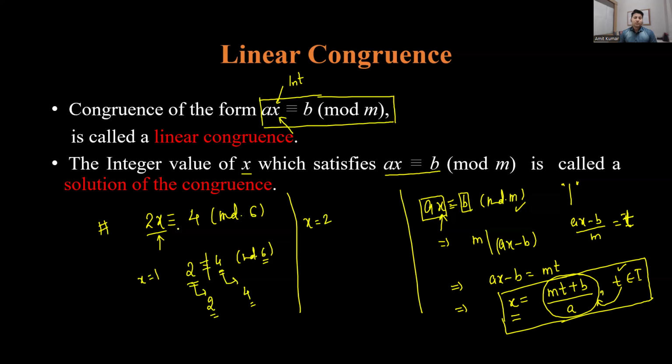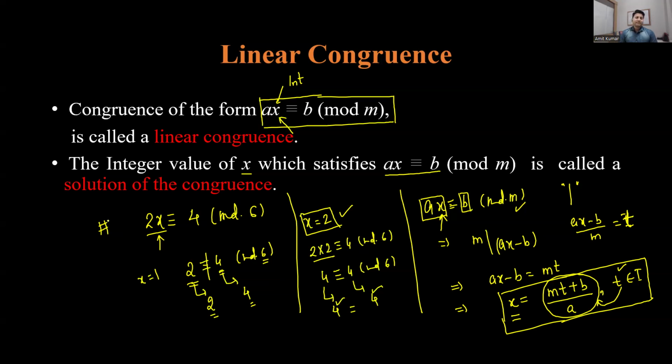If I put x equal to 2 in this equation, then how does it look? 2 cross 2 is congruent to 4 mod 6. 4 is congruent to 4 mod 6. Is it correct? Yes. The remainder when 4 is divided by 6 is 4 itself. So yes, the same remainder is obtained. So I can say x equals 2 is the solution of this linear congruence.